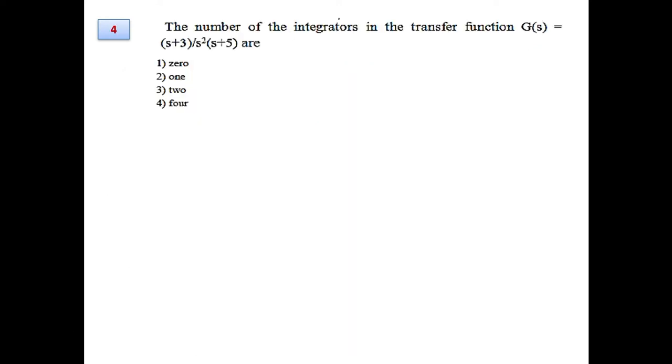Next is the number of integrators in the given transfer function G(s). So we are assuming in the given system H(s) is equal to 1. So we have to find the number of integrators. If you observe, there is 1 zero, and there are 3 poles. So from the given options, this is 1 zero and 1 pole. So we will need 2 integrators to implement this system.